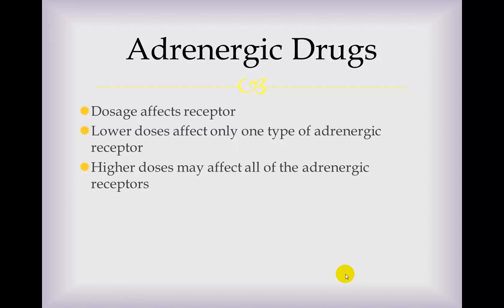Higher doses stimulate more receptors, so we may give a beta 2 for bronchodilation, but if we give a high enough dose, then it may affect the heart rate as well. And so we may get bronchodilation, but at the risk of causing extreme tachycardia. Those are things that we have to be aware of as well. A lot of the side effects that we see are dose related.